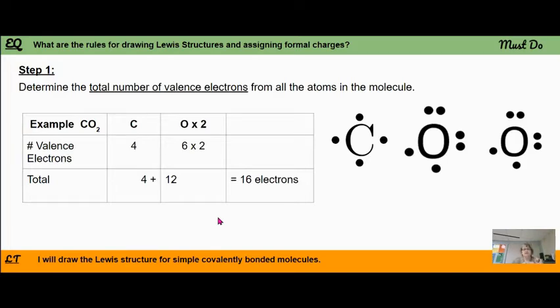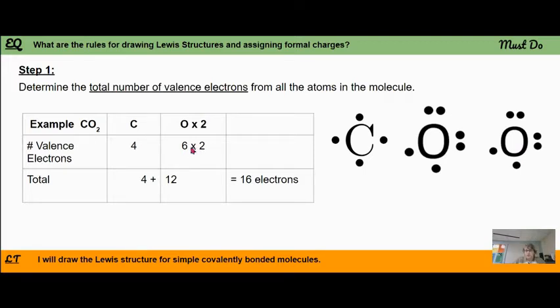Okay, so step 1, determine the total number of valence electrons for the molecule. Okay, so yeah, we can figure out the valence electrons for each individual element, but now we need to do it for the whole molecule. It's pretty easy. You figure out what the valence electrons are for each of the elements, right? So carbon, there are 4, right? We get that from our periodic table. Oxygen has 6. Then you look at how many of them are there. There's 1 carbon, and in this case, there are 2 oxygens.